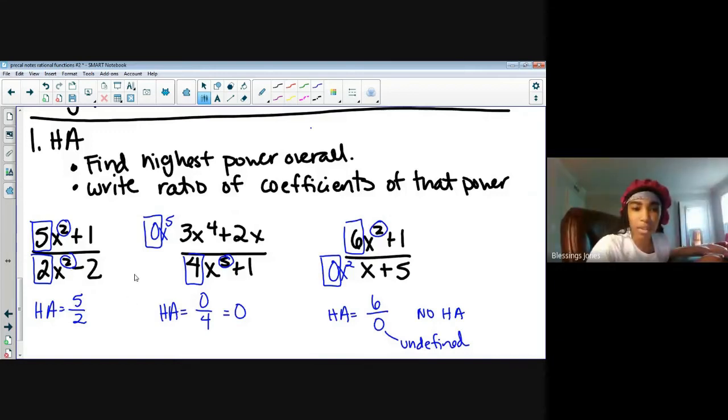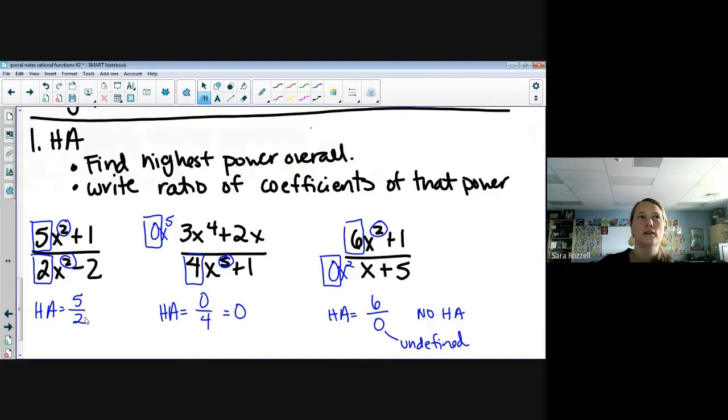Miss Roselle, for the first example that you did, we will go with 5 divided by 2 on the y-axis. It just goes across at 2.5. You'll draw a horizontal line at 2.5. Okay, thank you.